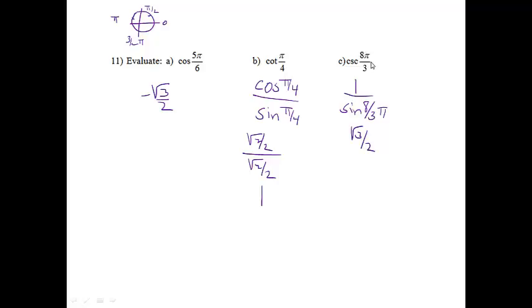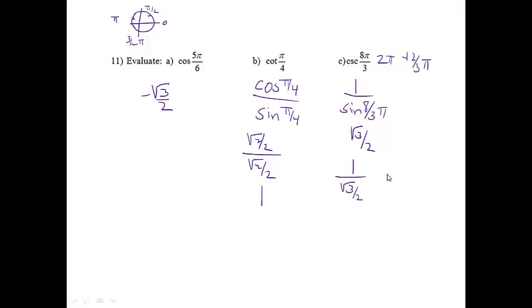And now I need to figure out 8/3 pi. I know that 6/3 pi would be all the way around the circle, because 6/3 pi would be 2 pi, and then I'd have 2/3 left over. So I'm going to go all the way around the circle, and then 2/3 pi more, which again is going to be in this second quadrant. So the sine in that second quadrant is a y value, which is going to be positive. So this is going to be 1 over the square root of 3 over 2, so it will be positive.